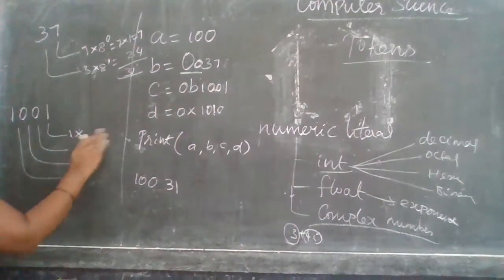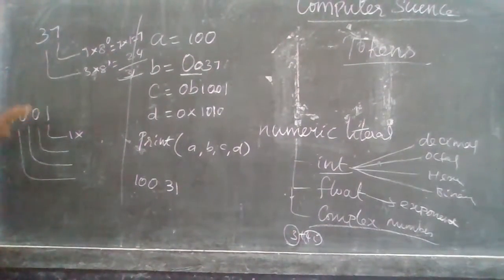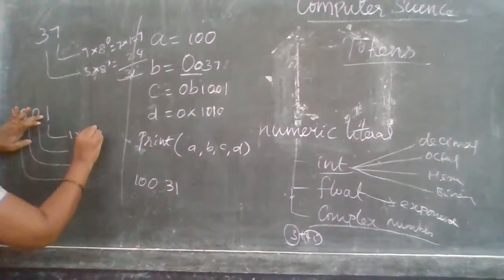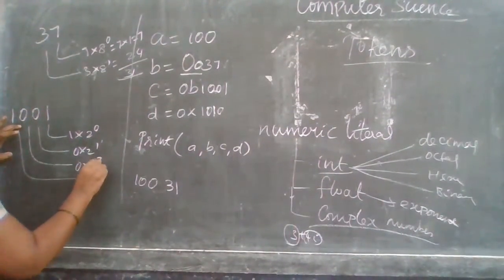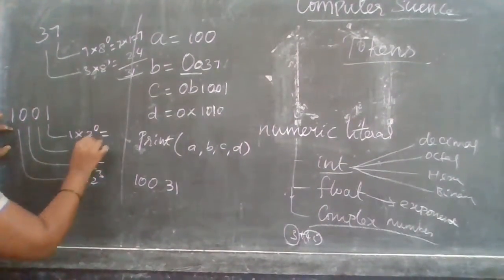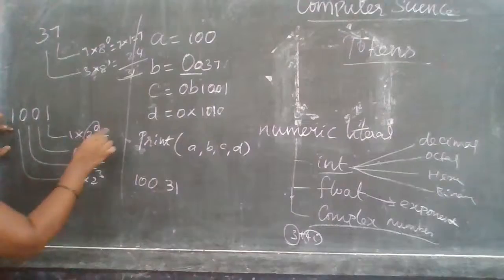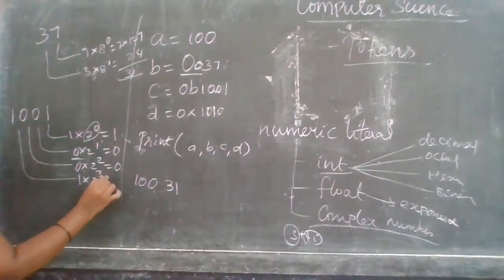Already you know that method because we have studied binary conversion in 11th standard. We convert binary to decimal using the power method: 1 into 2 power 0, 0 into 2 power 1, 0 into 2 power 2, 1 into 2 power 3. Anything power 0, the value is 1. So 1 into 1 is 1. Here 0, so the multiplication is 0. The result is also 0.